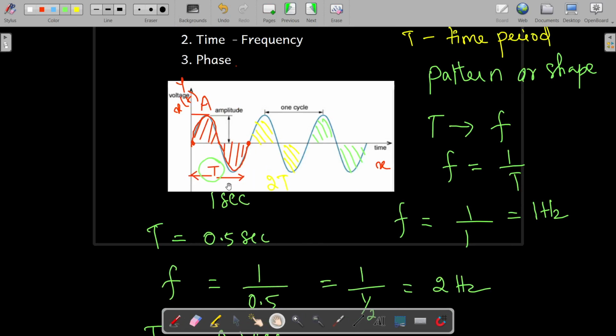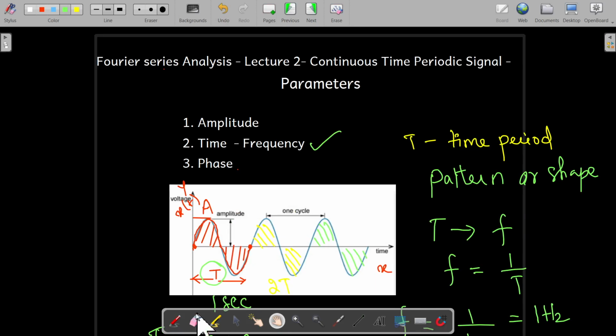So you can measure the time period directly along the x-axis. From the time period, you can indirectly calculate the frequency. Actually, the frequency is the second important parameter. The first important parameter is the amplitude, but direct measurement is not possible. That's why we go for time measurement along the time axis. Then you can convert it into frequency.